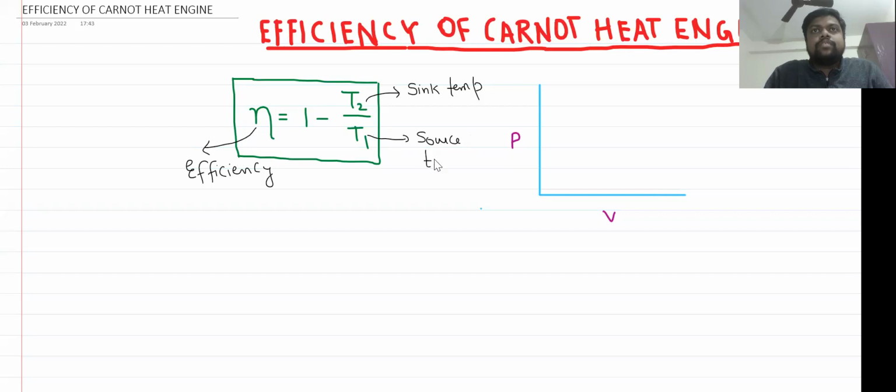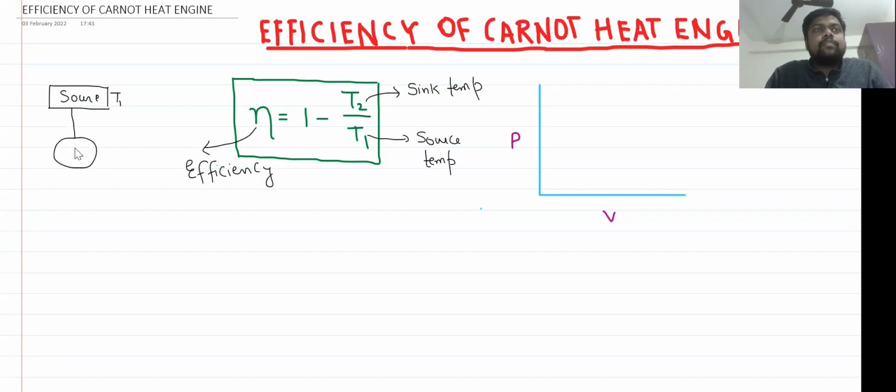The temperature which is higher of these two will be known as source, and the one having low temperature will be called as sink. Any heat engine needs thermal reservoirs. One will be source, which is having temperature T1, and another one will be sink.